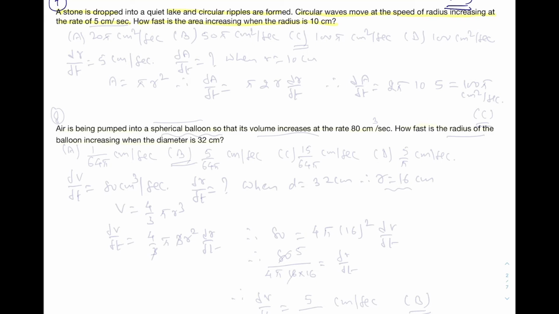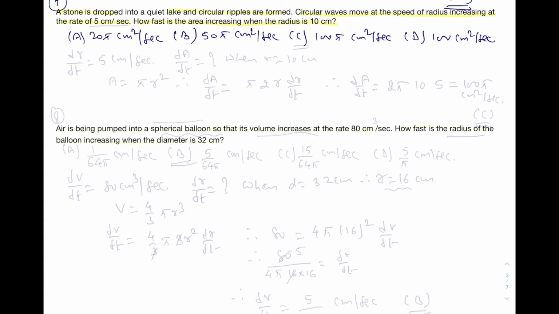Here the options are 20 pi centimeter square per second, then 50 pi centimeter square per second, then 100 pi centimeter square per second, and 100 centimeter square per second. Now the waves are circular.